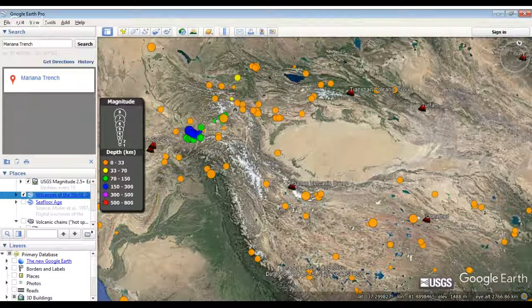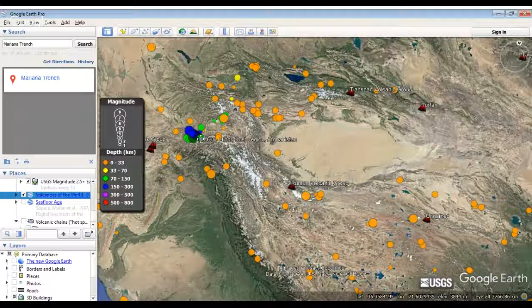I don't know for sure. Okay, because you're looking at the intensity. That's what shows how destructive it is. Intensity is destruction. Yeah. And magnitude is just how much energy was released. Okay.